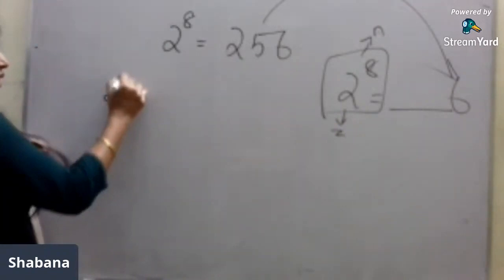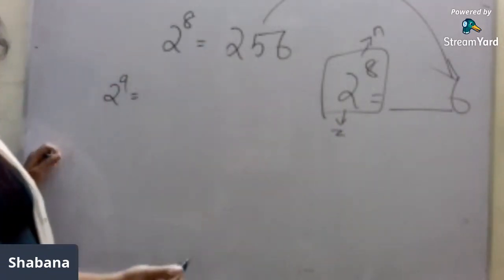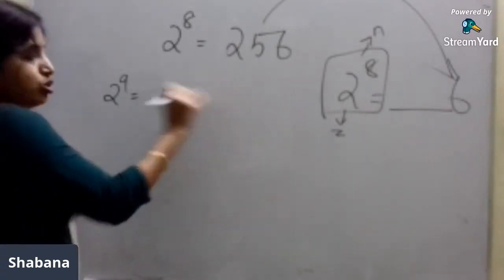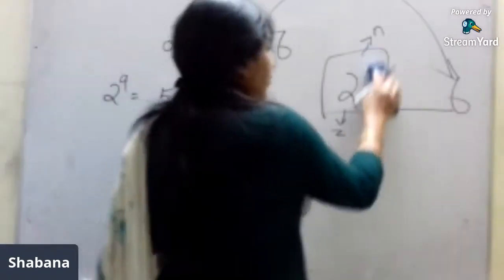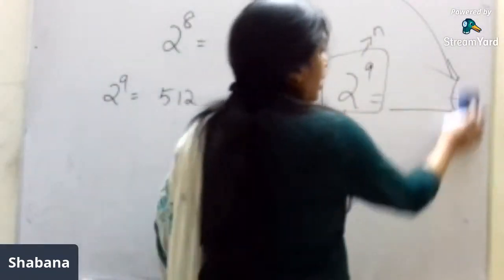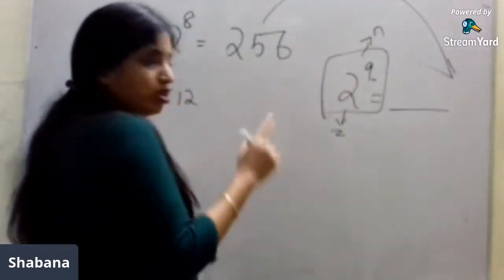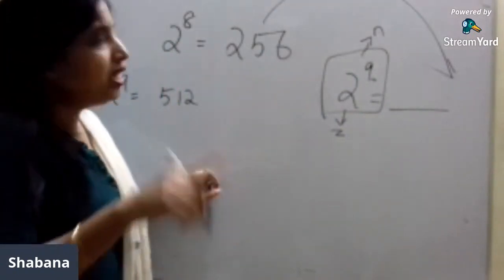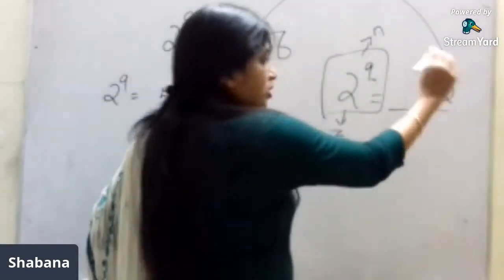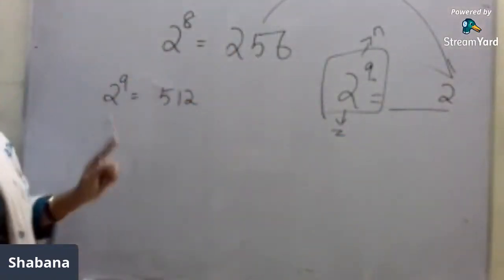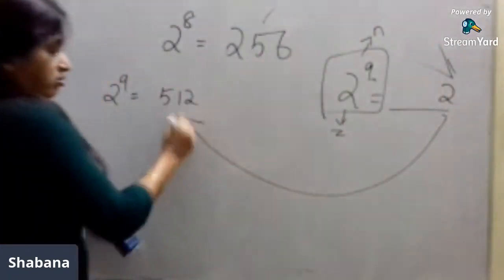Now let me take 2 power 9. 2 power 9 is double of 256, which is 512. I'm going to cross verify again with the same concept. To find the last digit of 2 power 9, I divide 9 by 4. 9 divided by 4, my remainder is 1. If my remainder is 1, the last digit is z. Z is 2, so I'm having 2. Convincing, right? So the arrow goes here.